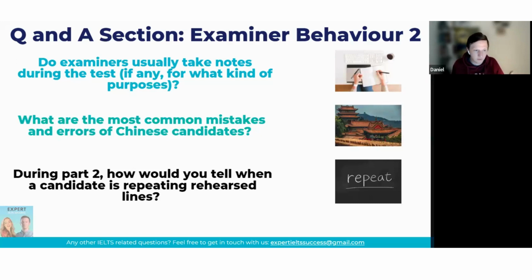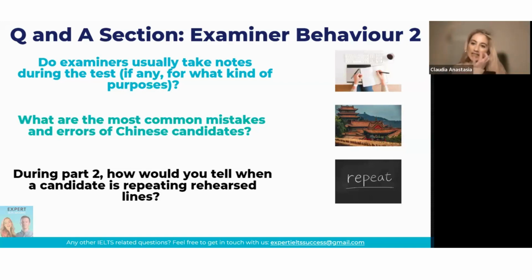And then a lot of you said you've worked with Chinese students or students from China. So what are the most common mistakes and errors? This is actually a really good question because it helps us focus on what we need to do. And I know, Mary, you had this question as well, which we answered at the beginning. I'll go back to it. But what are the most common mistakes and errors that you found, Claudia?